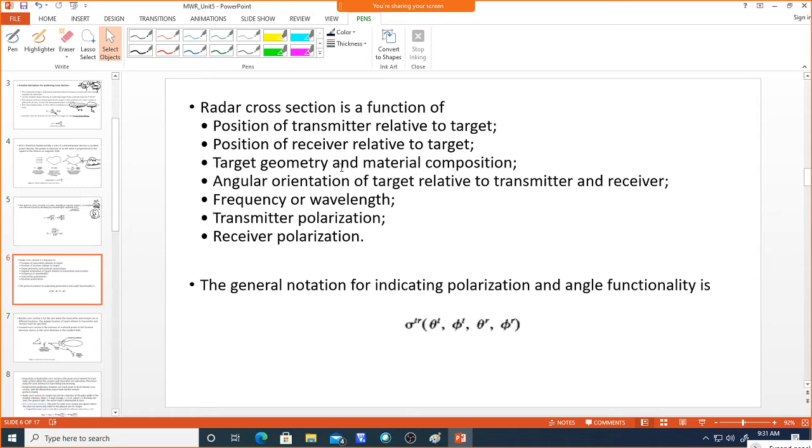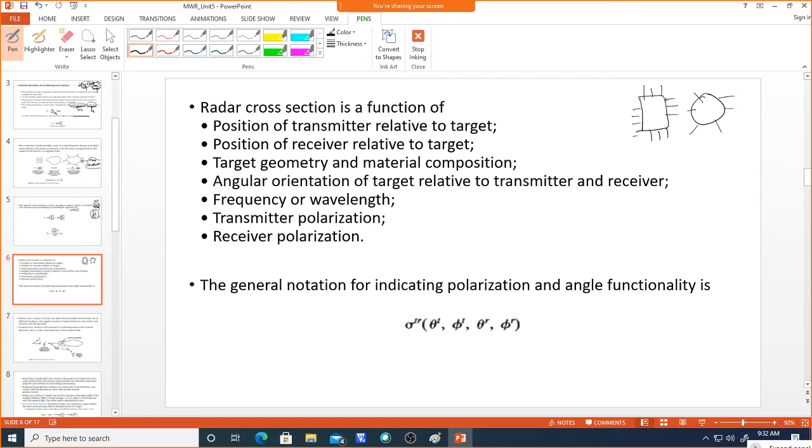The target geometry and material composition depend on the designer's specification to reduce the RCS. For example, if you are using some antenna in our radar system, the geometry may be a square or it may be a sphere. If it is a sphere, it will uniformly distribute the energy, and the square will not be uniform, only in particular directions. So the target geometry is very important, in order to find the RCS and also to reduce the RCS for effective system design.